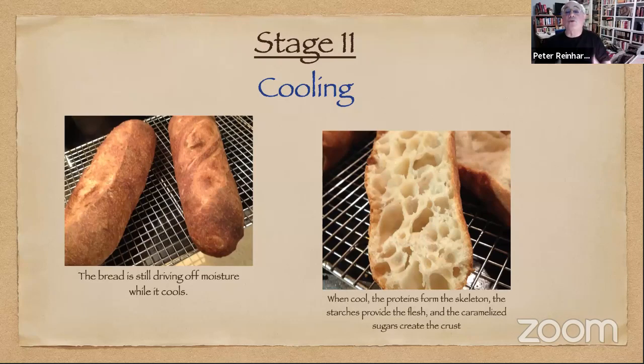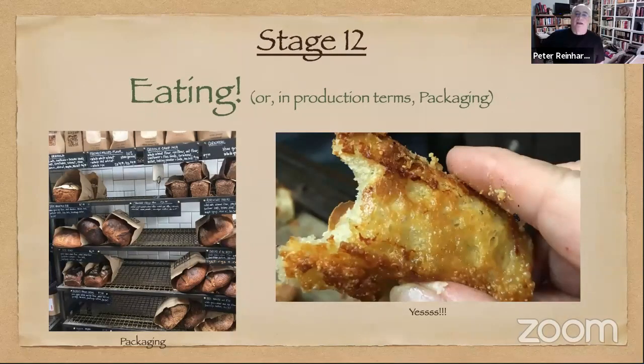And also you'll taste more of the nuance of flavor that's been developed the closer it is to your body temperature. And then once we slice it, then we can move to the stage that we've all been waiting for, which is stage 12, eating. Now in production baking, we call that packaging, but we're not going to worry about packaging here because our goal is to get to eating.